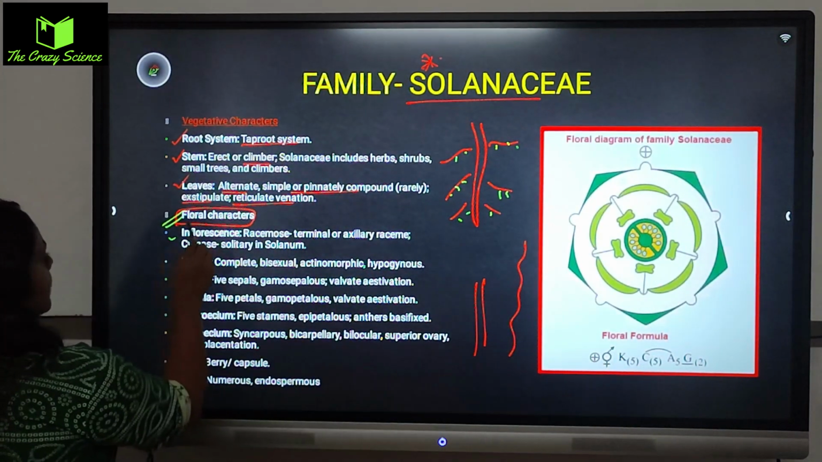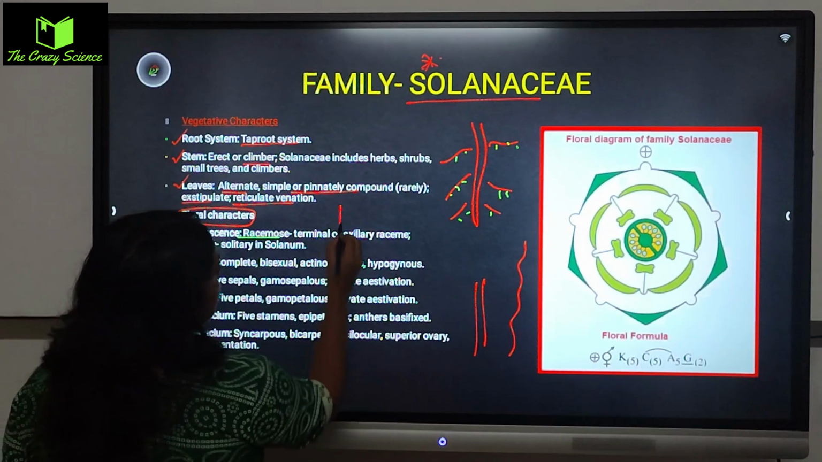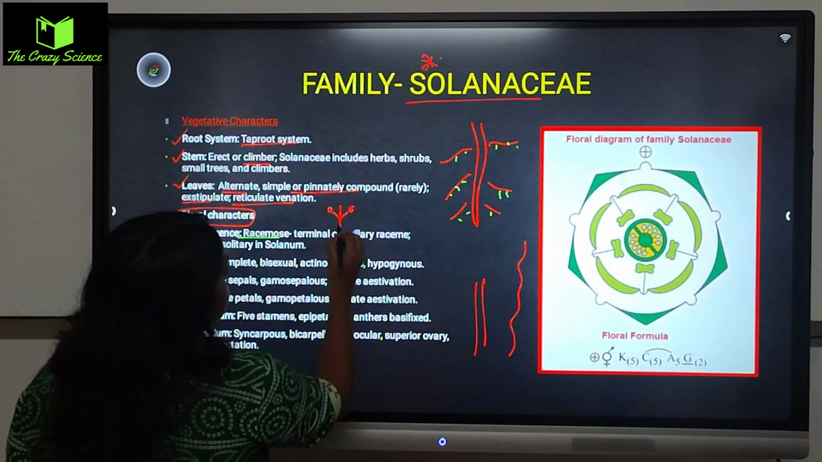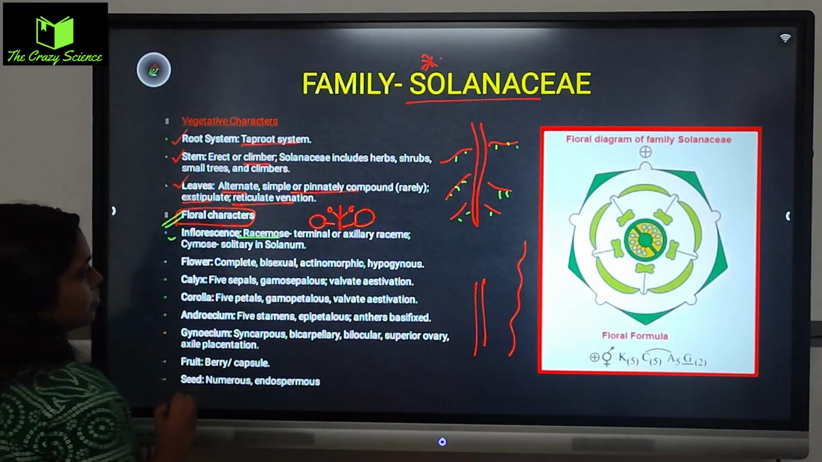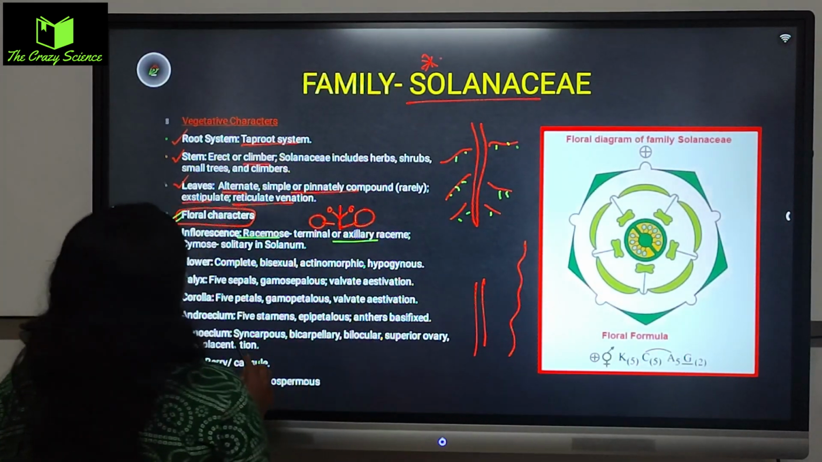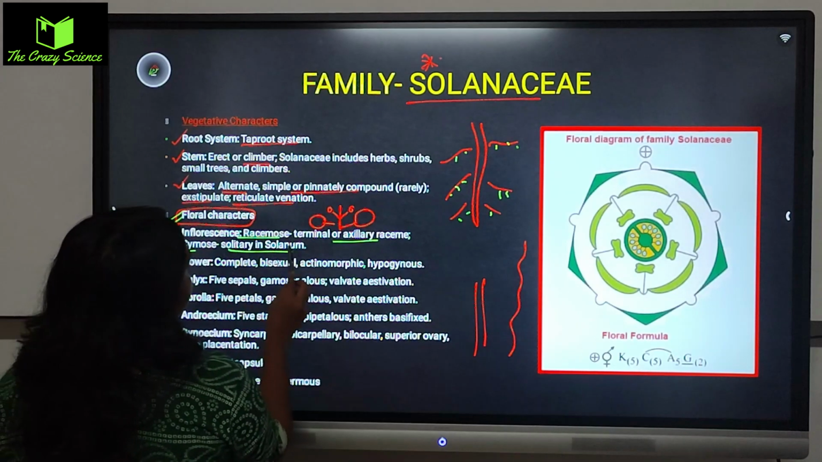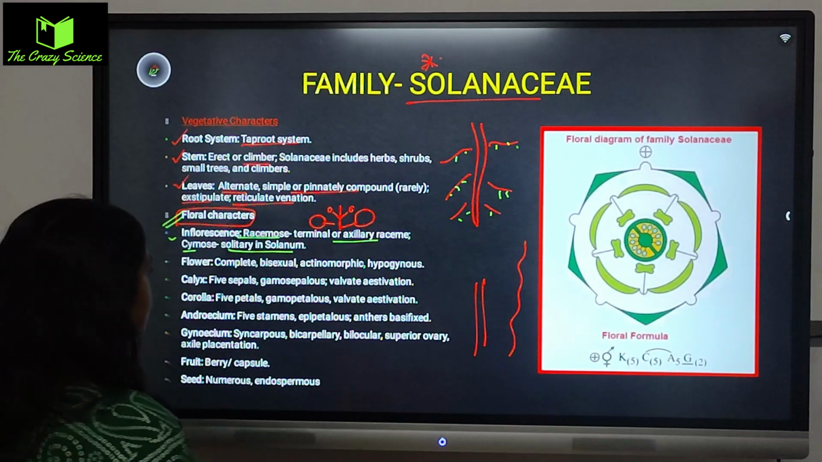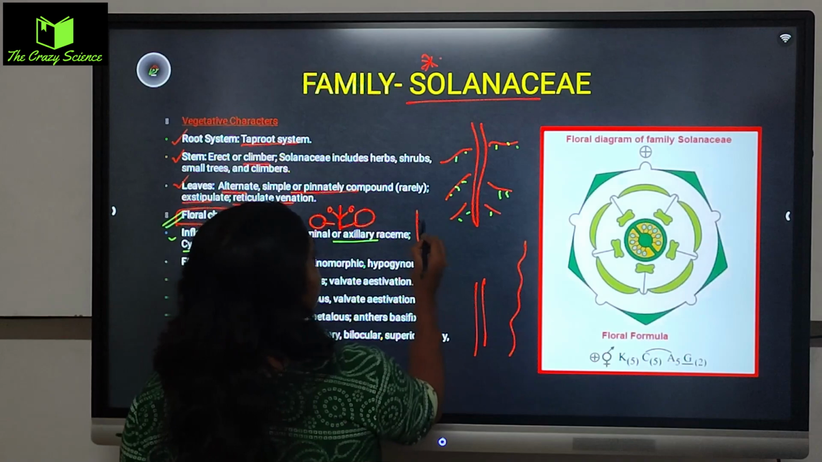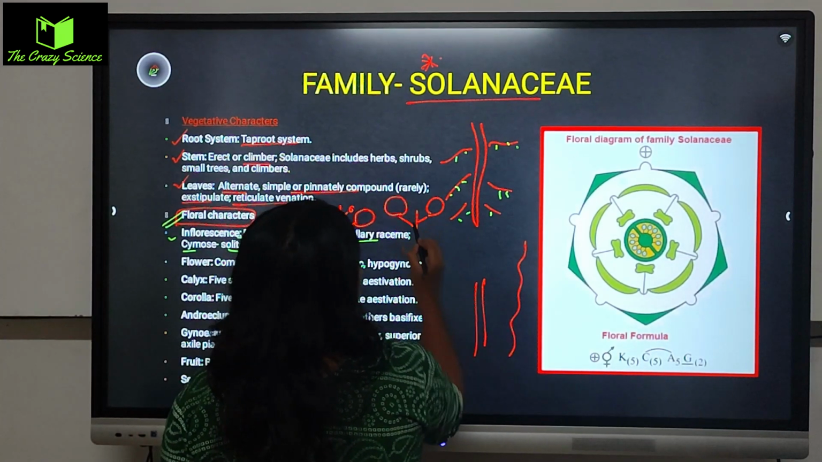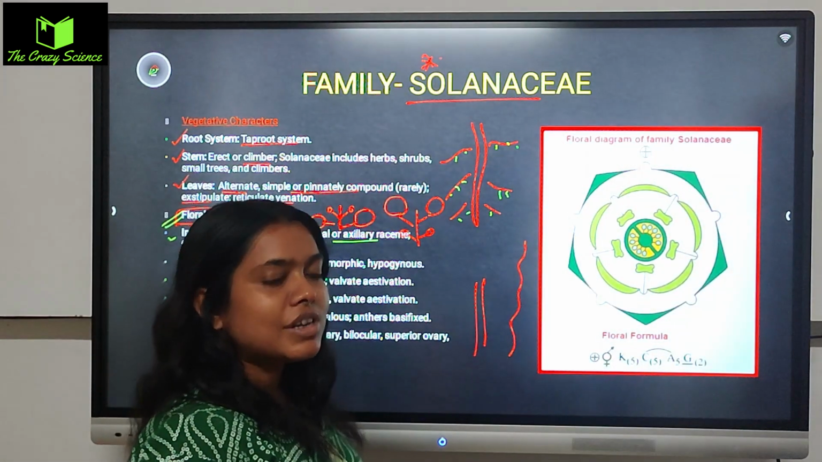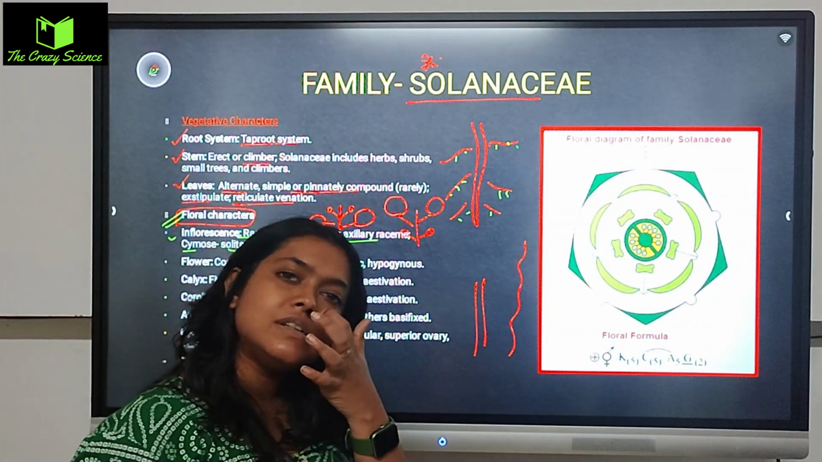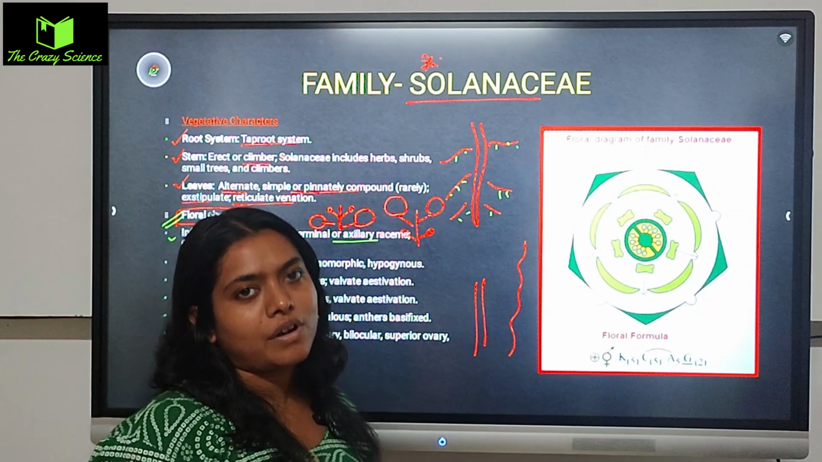So inflorescence is racemose. Racemose means in the plant, the young flowers are in the upper part and the old in the lower part. This is called racemose. Terminal and axillary racemose are there. Cymose, solitary in Solanum. Cymose means the older one is in the upper side and the younger one in the lower side. This is totally different. One is acropetal order and the other is basipetal order.